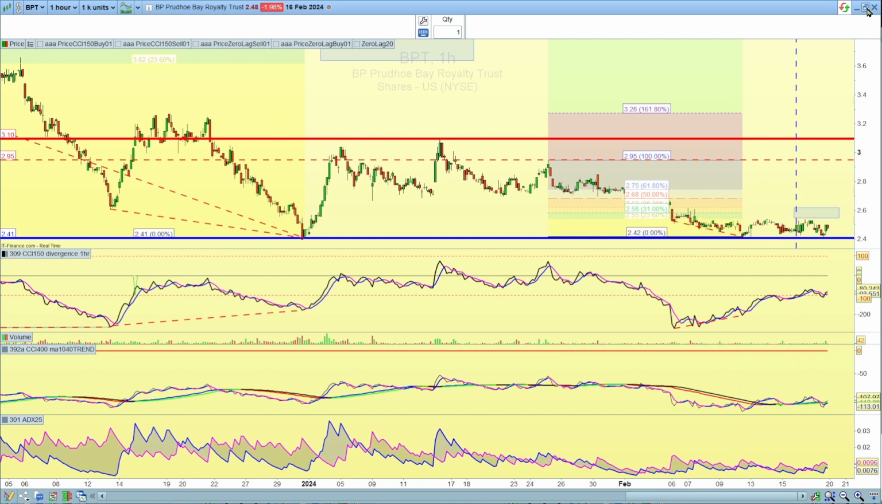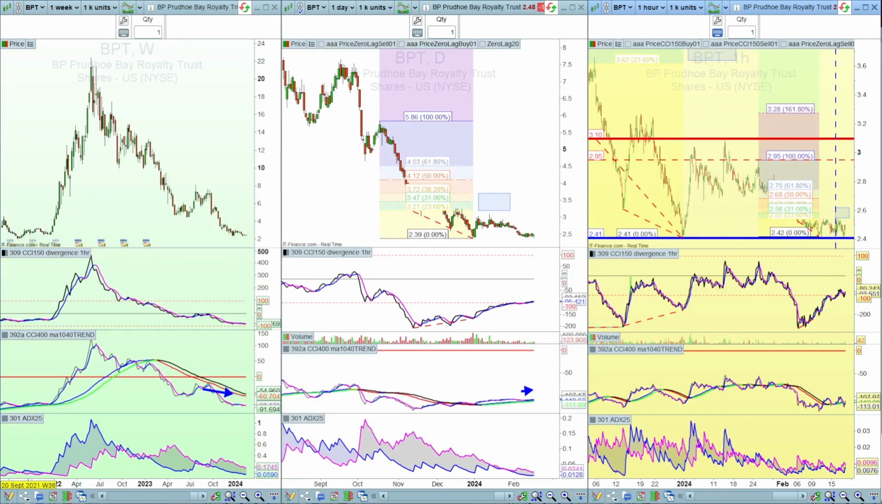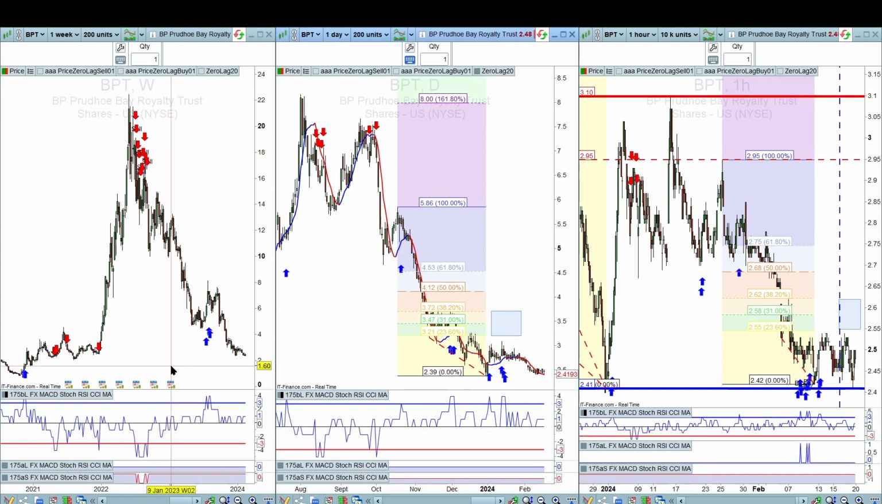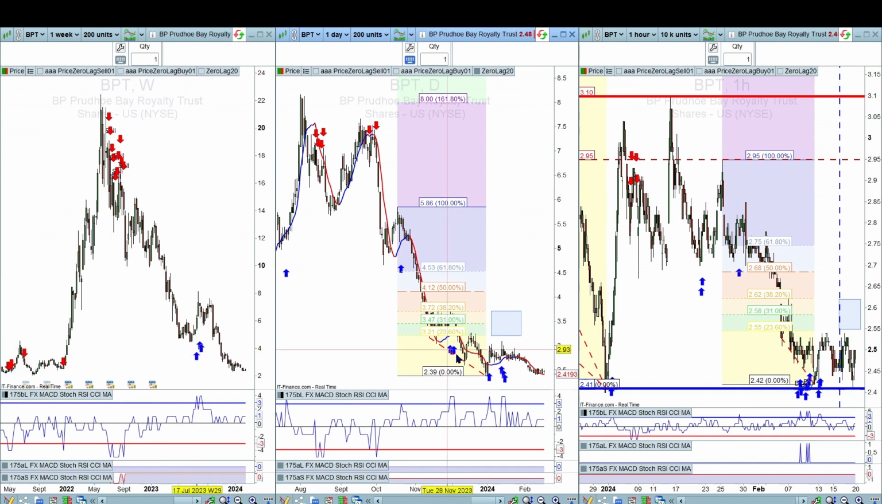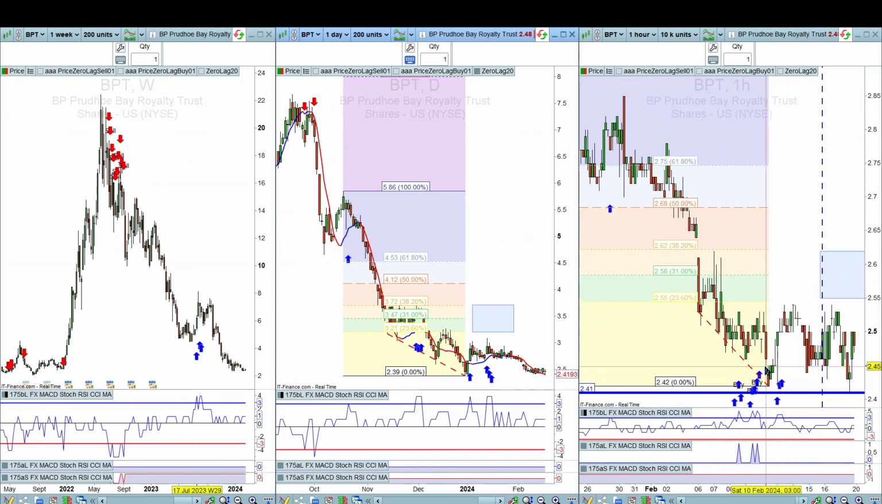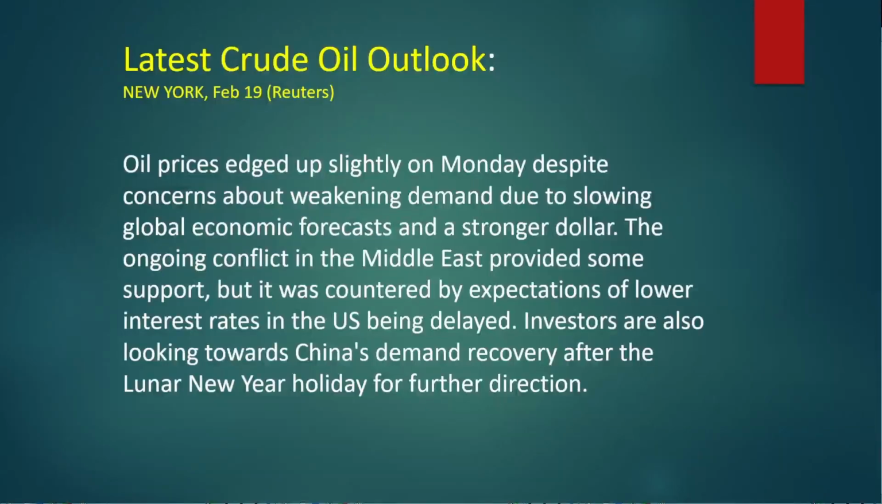So that's those three indicators, and also we'll just jump quickly to the tops and bottoms of the BPT price. So you can see there buying pressure on the weekly, buying pressure on the daily in line with that bullish divergence, and buying pressure on the hourly also within that bullish divergence shown.